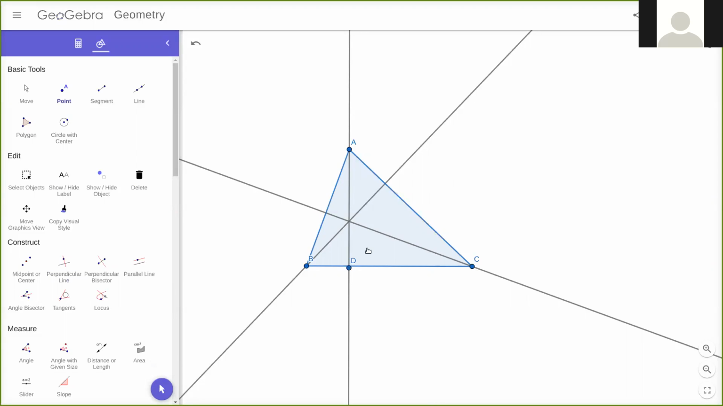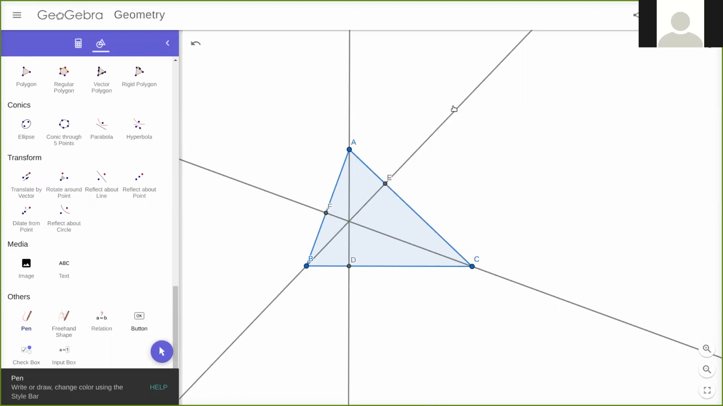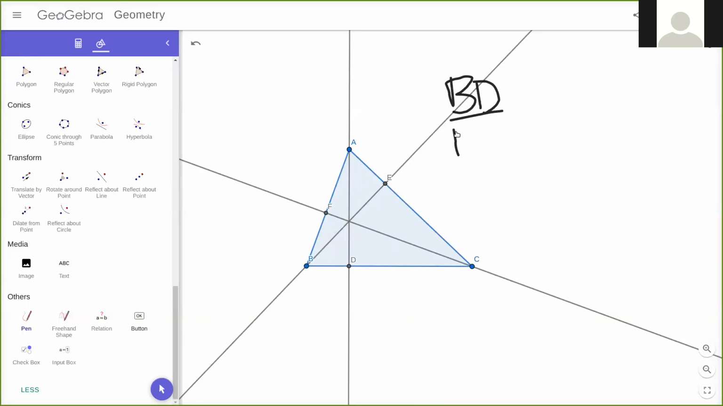Do we have Ceva's property? D, E, and F. So what is BD over DC? And then if we have this ratio, then we can generalize it to CE over EA, AF over FB, and then hopefully prove that this is 1, which will prove that AD, BE, and CF are concurrent. Any ideas? What is BD over DC?